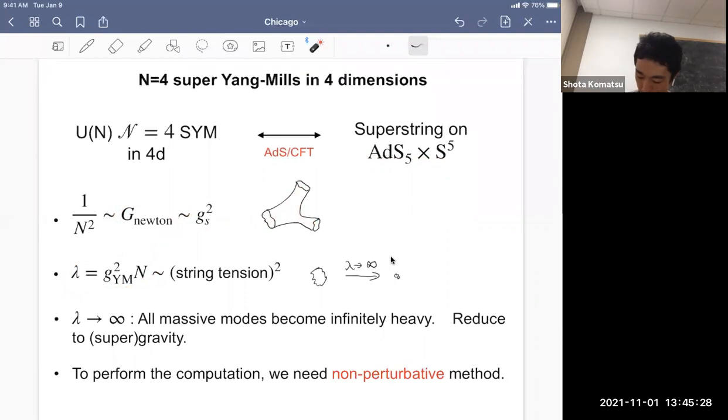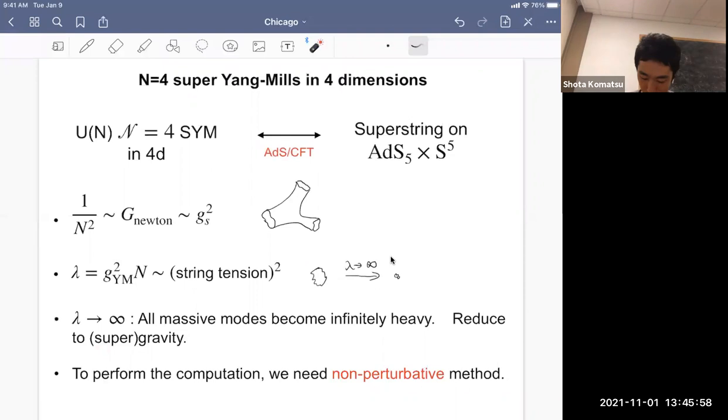And if you increase the string tension, then the string becomes point-like, and therefore all massive modes become infinitely heavy because the tension becomes very large. Then the theory reduces to a theory of point-like objects, which is nothing but the supergravity. So in this regime, we can really hope to make contact with the usual gravity description, although supersymmetry is there.